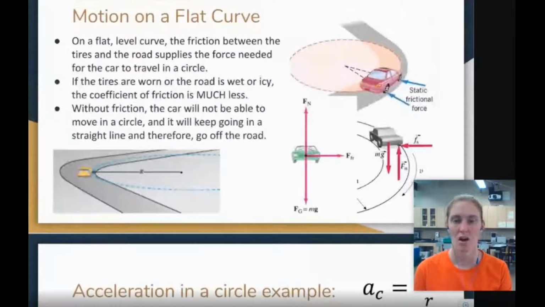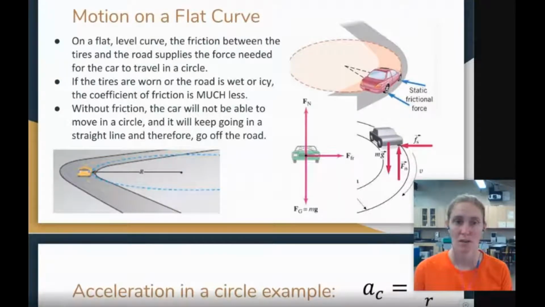When you have a car go around a curve, it's the friction that allows it to make the curve. If you've ever noticed, a car driving on a wet road has a much harder time going the same speed around a curve. In fact, if you go too fast, you will not be able to make a sharp curve. That's because the frictional force is not big enough to pull you in that circle.